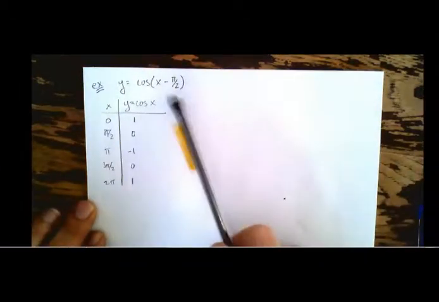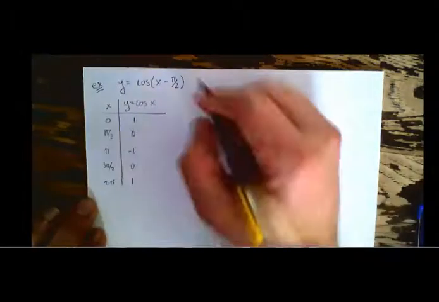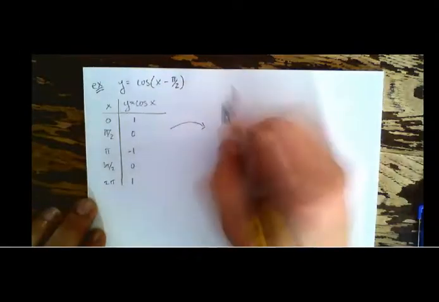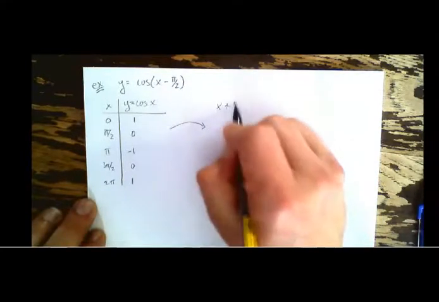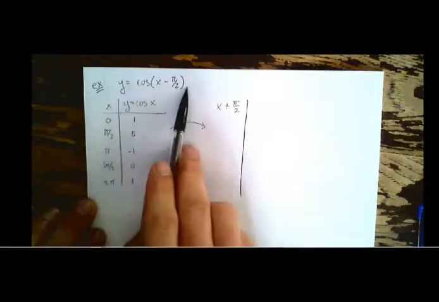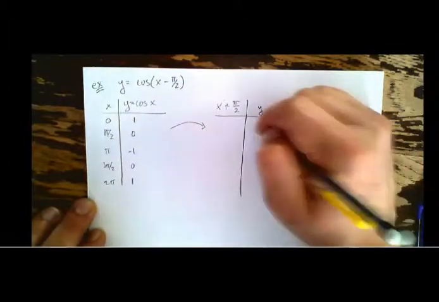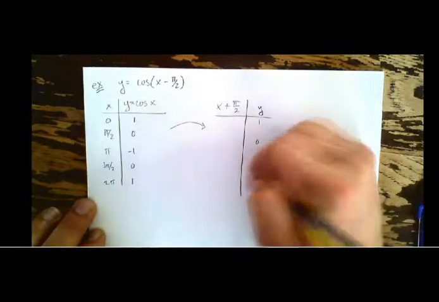Now remember that the c values affect x in an opposite sense. So even though we see a minus there, it's actually a shift to the right pi over 2 units, right? This affects the x-coordinate in the opposite sense, so we're going to add pi over 2 to x. There's no parameter outside here, so nothing in y changes. All the y's stay the same this time. So that would be 0, 1, -1, 0, 1.